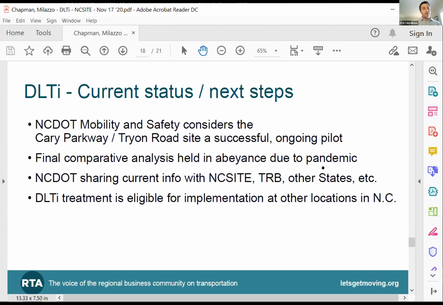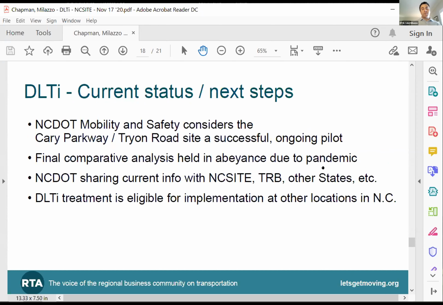Next steps. Mobility and Safety does consider this a successful, still an ongoing pilot. I think they're even open to removing the pilot name now it's been over 9 months. There's still a final comparative analysis that's still held in abeyance a little bit due to the pandemic. Because it was installed prior to the pandemic, we don't have comparative one-to-one volumes.